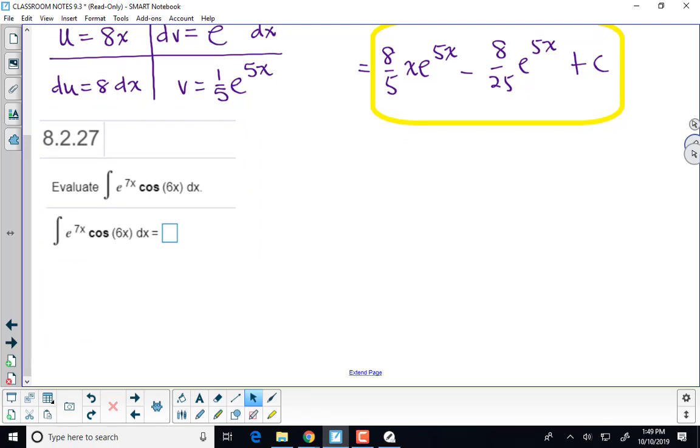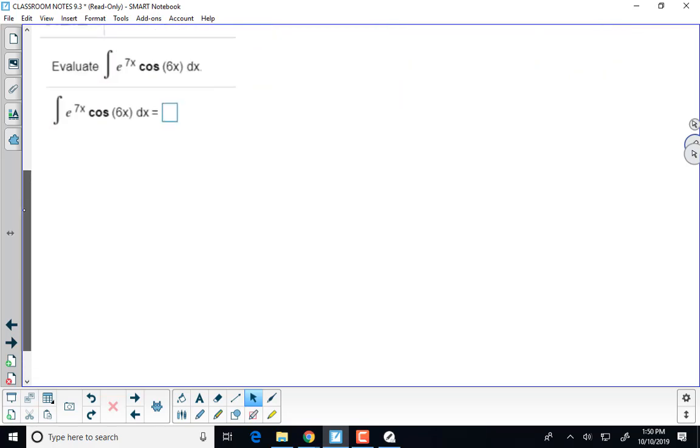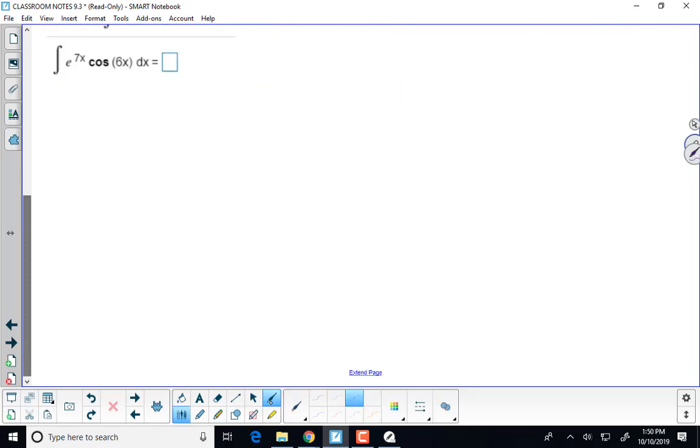Because it's a product, the primary function of integration by parts is that it allows us to integrate products that we could not formally have integrated. So we have a product here, so that is a clue that we want to use integration by parts. On this one, you could essentially use either one. I want to do u as the cosine. All right, so we'll use u as cosine.